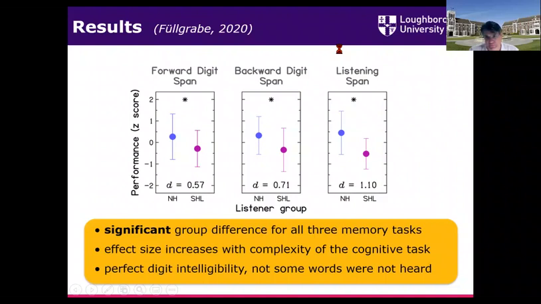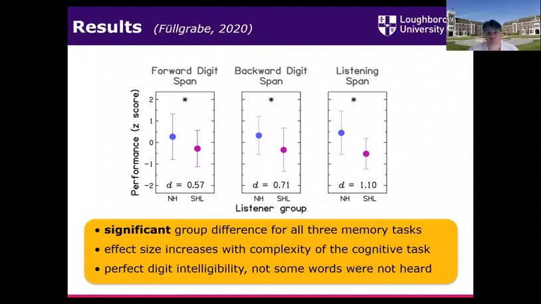I also said early on that we looked at the intelligibility, the audibility, of the test stimuli. So did our participants actually hear the test stimuli? Otherwise they would not be able to memorize them. What we found is that for the digit span task, digit intelligibility was always perfect, even for the simulated hearing loss condition, which means that the group differences observed in these two tasks were not due to the fact that listeners in the simulated hearing loss condition could not hear the digits, but something else must have happened, something at the suprathreshold level.